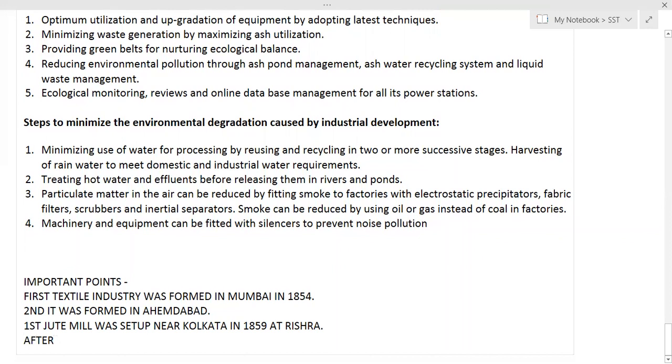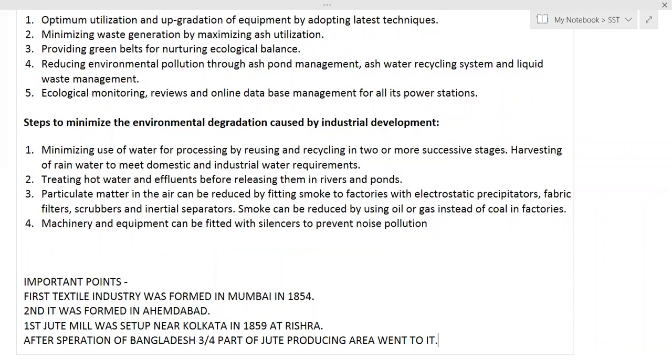After the separation of Bangladesh, three-fourths of the jute producing area went to it.